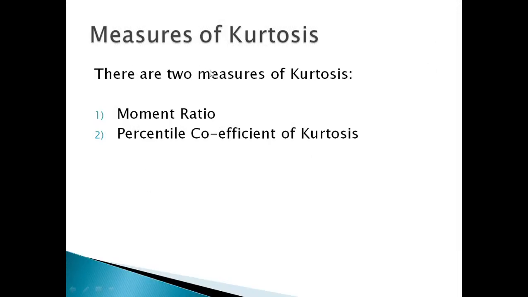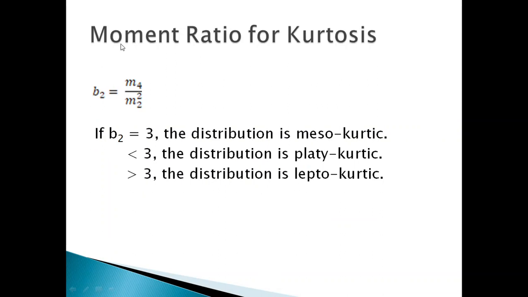Now, similar to the measures of skewness, kurtosis also has measures. There are two measures of kurtosis: one is the moment ratio method and the other is the percentile coefficient of kurtosis method. For kurtosis we use the second moment ratio, and for skewness we used the first moment ratio. The second moment ratio, b2, is equal to the fourth moment divided by the second moment square. If b2 is equal to 3, the distribution is mesokurtic. If it is less than 3, the distribution is platykurtic, and if it is greater than 3, the distribution is leptokurtic.